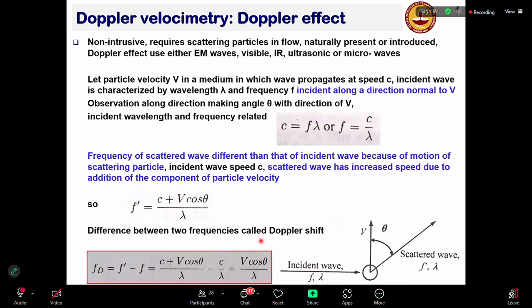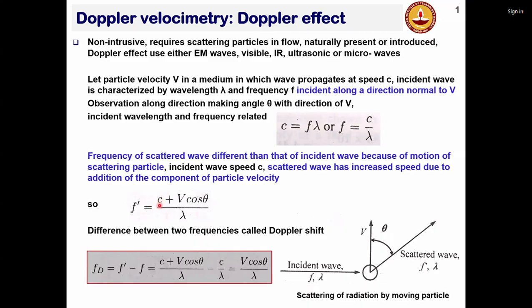But if you talk about the scattered wave, there is a change in the frequency. That is going to be the speed of sound, speed of wave, plus the component of flow velocity along the scattered wave, that is v cos theta, divided by the wavelength lambda. So there is a change in the frequency that is known as Doppler shift or Doppler shift frequency. And this is the new frequency minus the initial frequency, which is c plus v cos theta over lambda, minus c by lambda. So that is v cos theta over lambda.